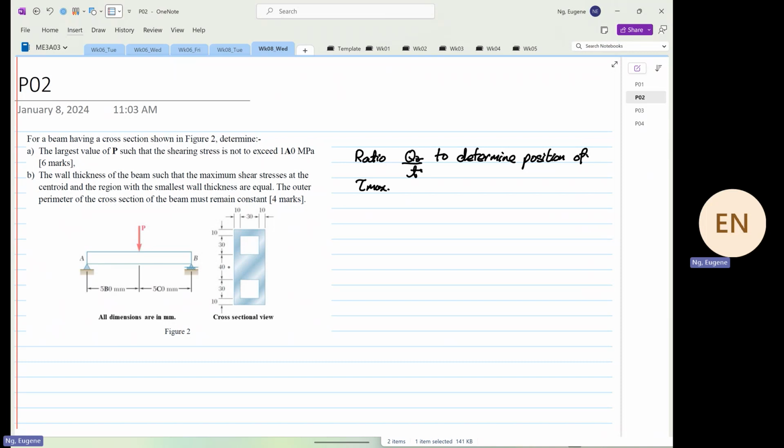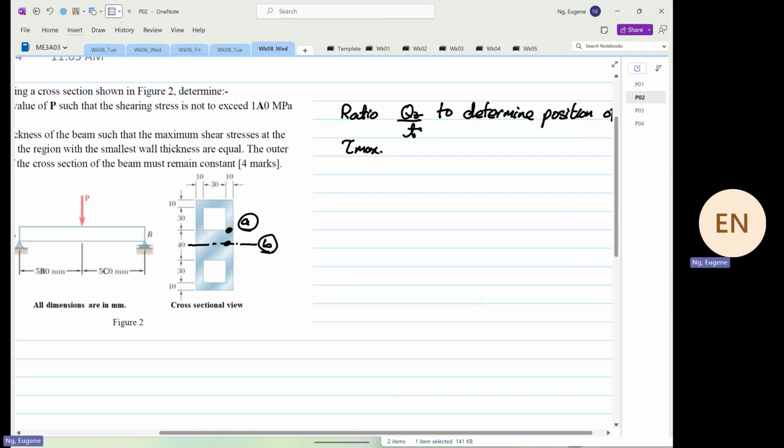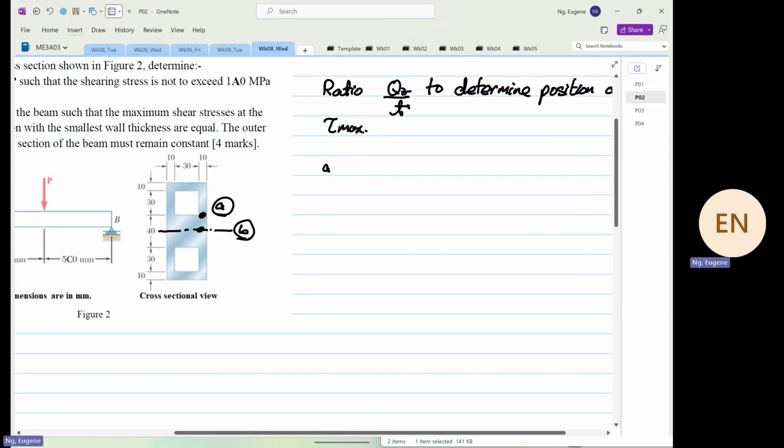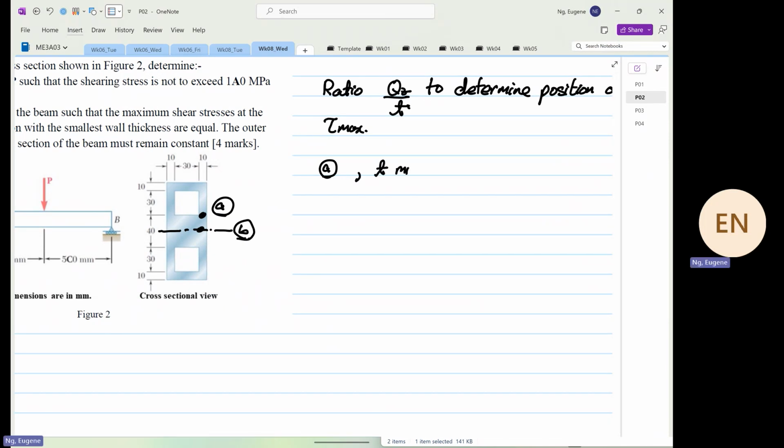So there are two areas of concern. I will now call this our point A, and I'll call this region down here our point B. What we know at point A is that T is at its minimum. The thickness is at minimum. At point B, why do we pick point B? Because Q is at its maximum.